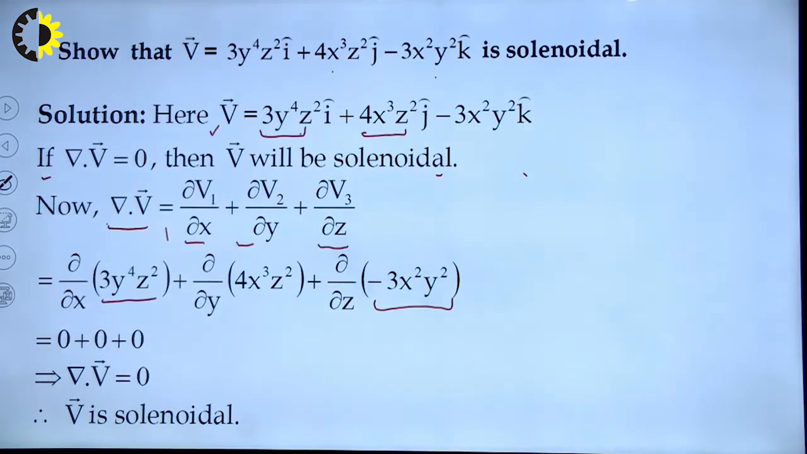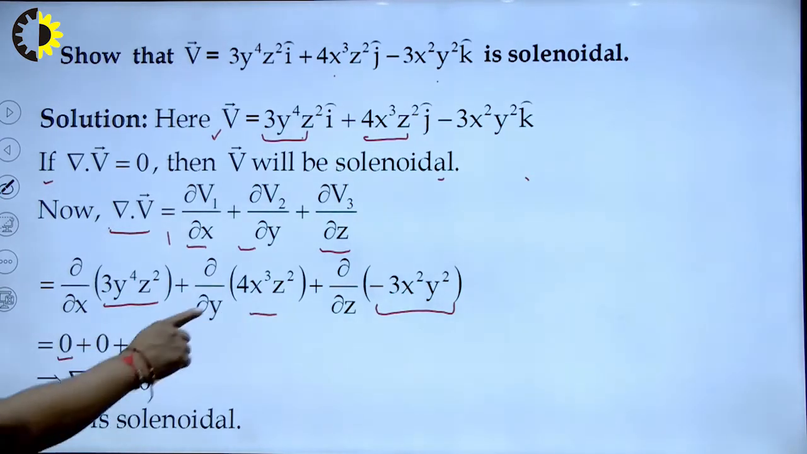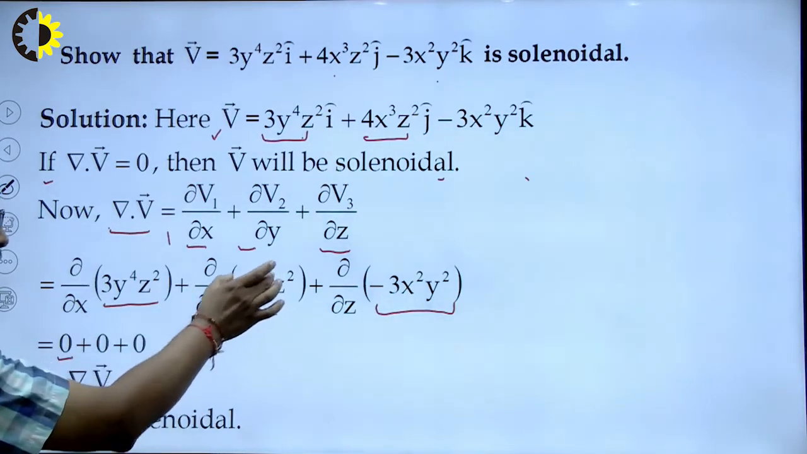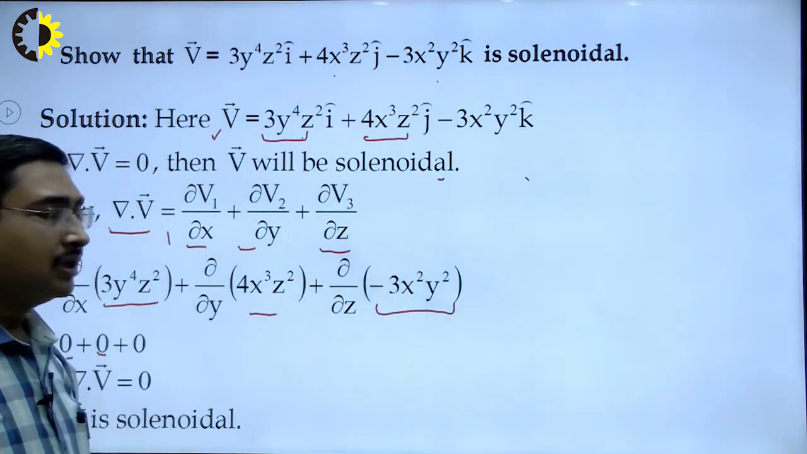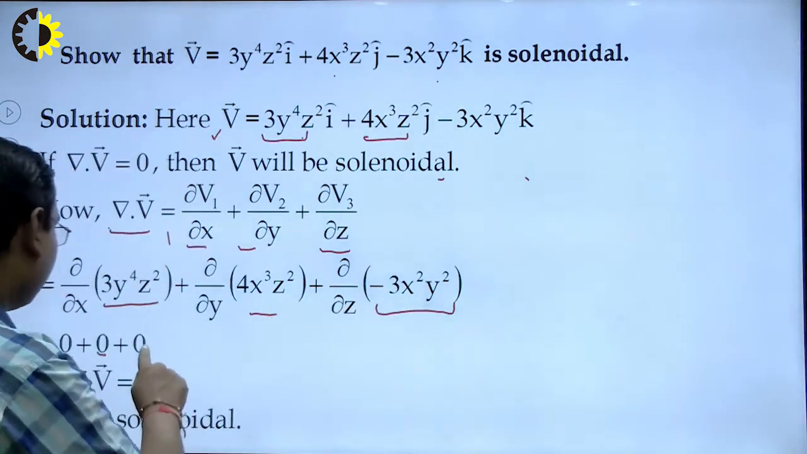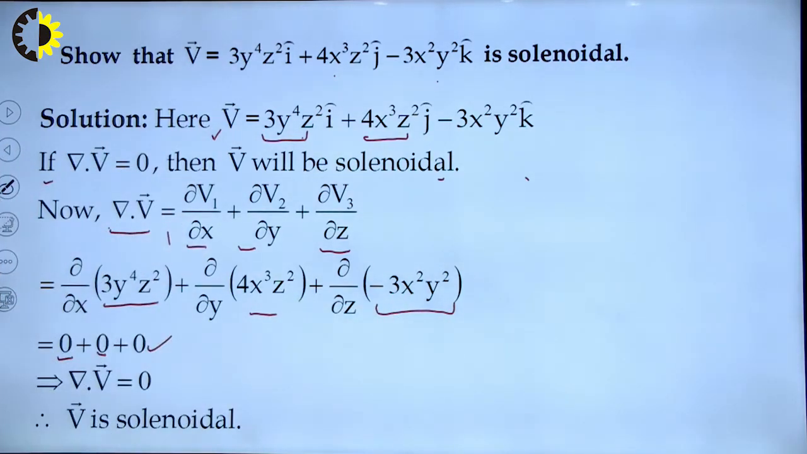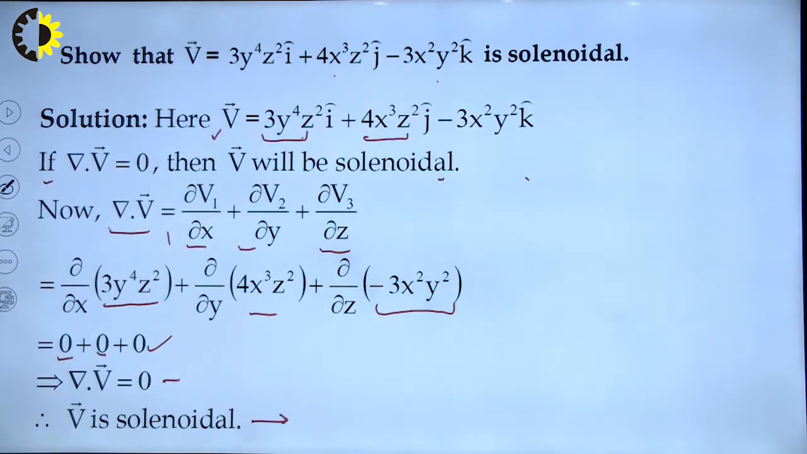Because first term has no x, it becomes 0. In second term there is no term having y, therefore partial derivative will again become 0. In third term there is no term having z, and therefore this term will again become 0, that is del dot v comes out to be 0. Del dot v equal to 0 means vector v is solenoidal, which we were going to show.